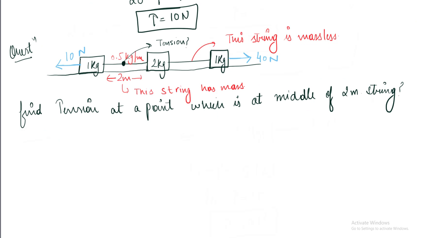Now the next question is given. Three blocks are given. The first block has mass 1 kg. The second block has mass 2 kg, and these blocks are connected with a string that has a mass of 0.5 kg per meter and is of length 2 meters. Then the 2 kg and 1 kg blocks are connected with a massless string. Now 40 Newton is applied on the 1 kg block towards the right side and 10 Newtons is applied on the 1 kg block towards the left side. We have to find the tension at the point which is at the middle of the 2 meter string.